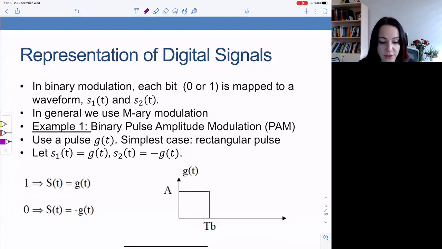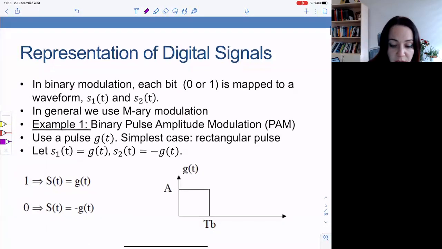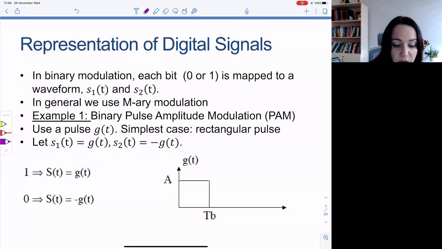Okay, now let's start by pulse amplitude modulation. And a very simple case, the binary case. In the binary case, k is 1, so we take 1 bit at a time. We're not grouping k bits at a time. We just take 1 bit at a time. And in general, in binary modulation, when we take 1 bit at a time, we will need two waveforms, right? Let's call them S1 and S2.